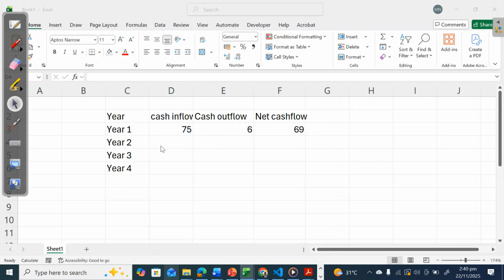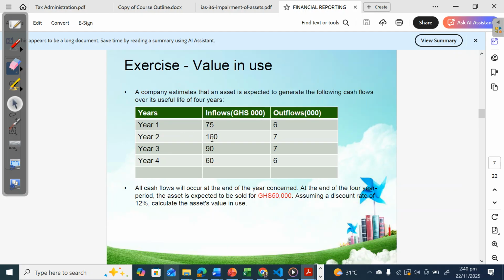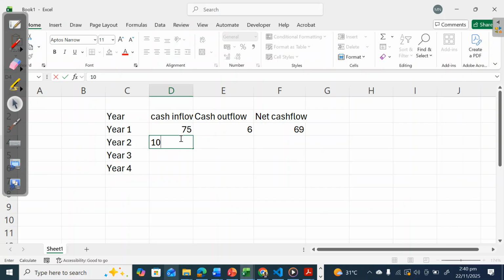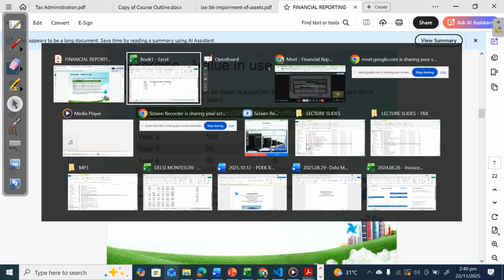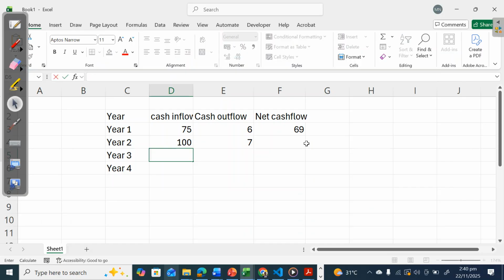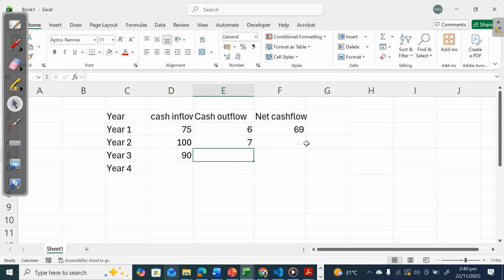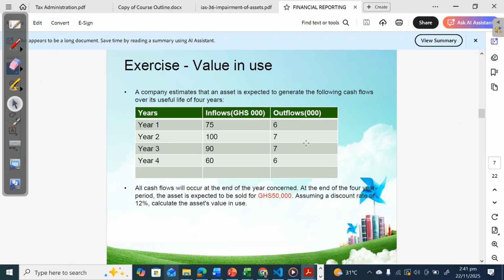Okay, let's look at year two. 107. Year three. 97. Year four. 66.